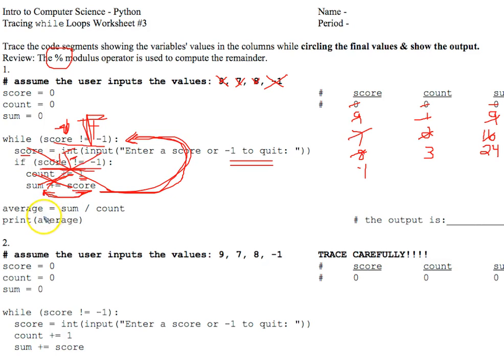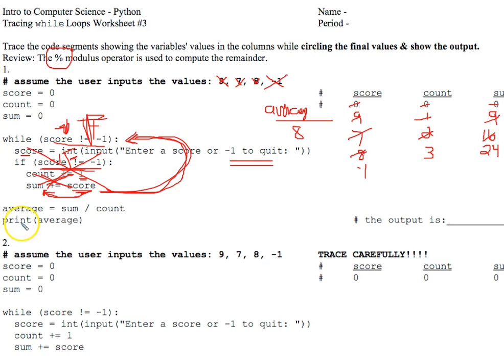Oh, there are 2 more lines of code that are not indented here inside the while loop, so we do execute these 2 lines of code finally. Average equals sum divided by count. Sum is 24. Count is 3. You should not need a calculator for that. Therefore, the variable average, which I didn't make a column for, if you want to, you can make a column for average. Average is 8.